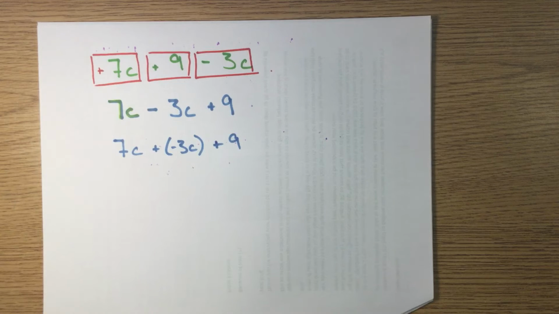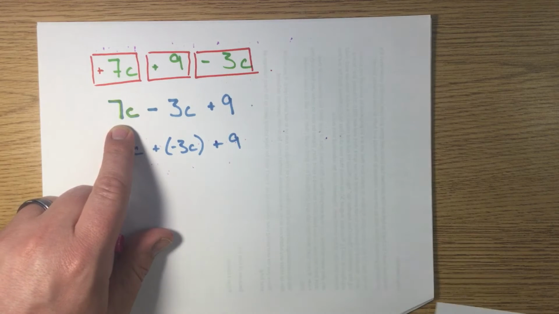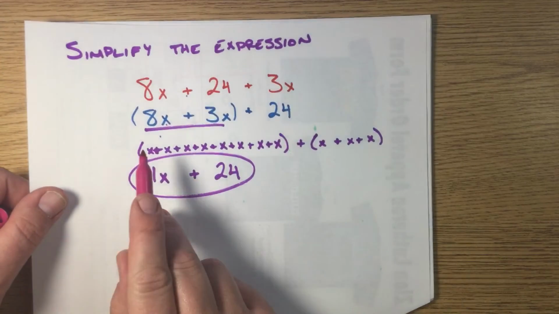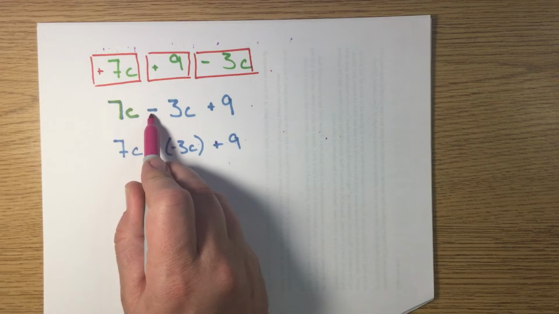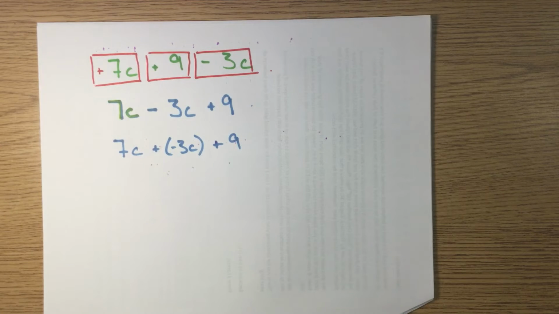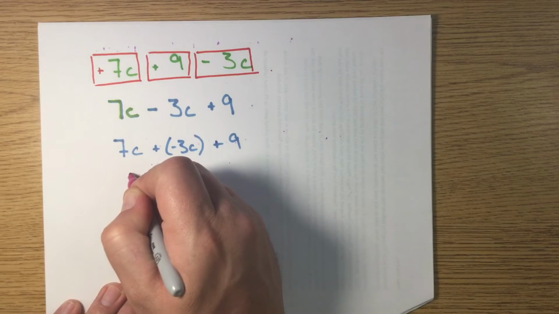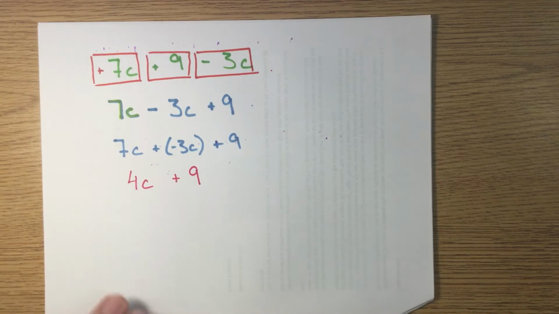Now this time when I combine my like terms, instead of adding the coefficients, remember that coefficient is the number at the beginning of the variable. Instead of adding the coefficients like I did over here, 8 plus 3 is 11x, I'm going to simply subtract. So if I have 7 c's and you took 3 of them away, I have 4 c's left over. So to simplify it, I have 4c plus 9. Now what? Well, now you're done. That's as far as you got to go. It's as simple as that.